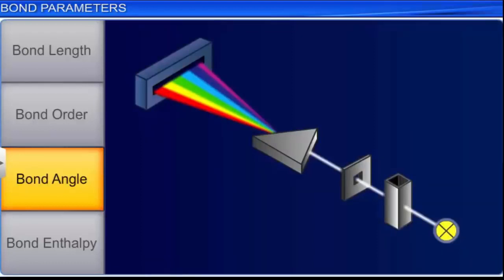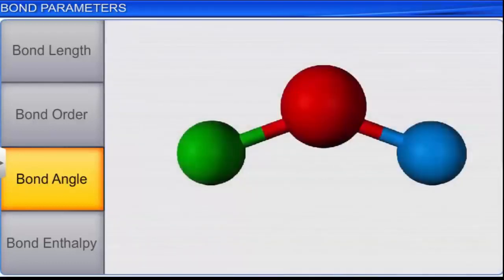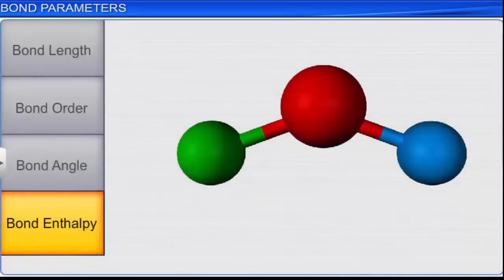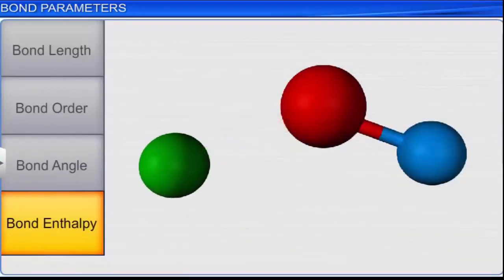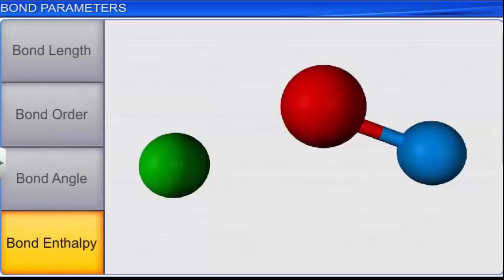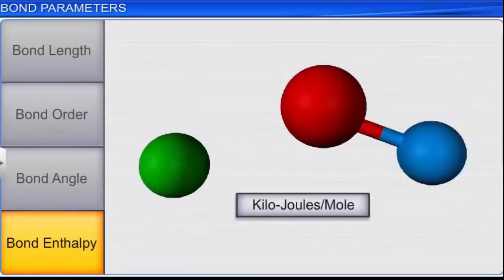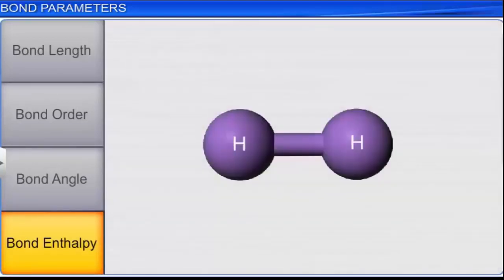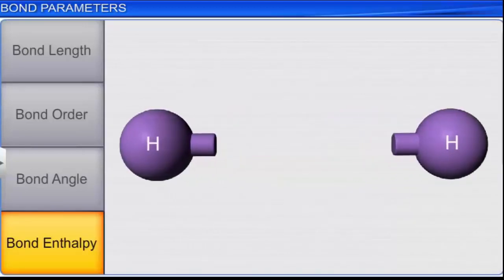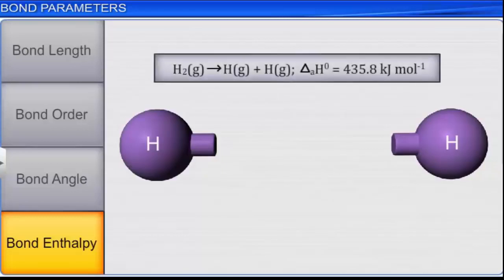Another bond parameter, bond enthalpy, is defined as the amount of energy required to break one chemical bond between two gaseous atoms in a molecule. It is expressed in kilojoules per mole. For example, the energy required to break the bond between the two atoms of a hydrogen molecule is 435.8 kilojoules per mole.